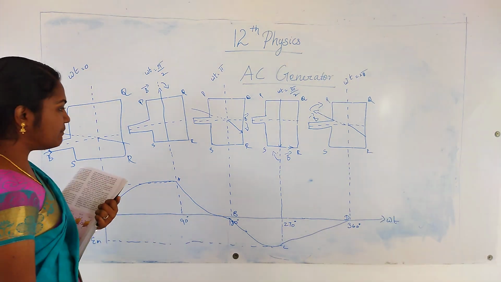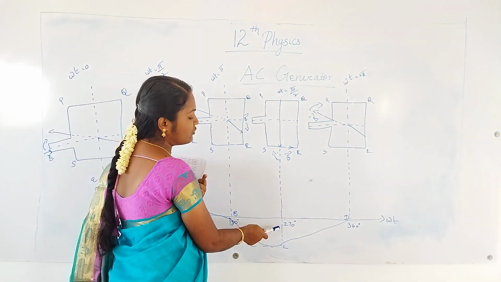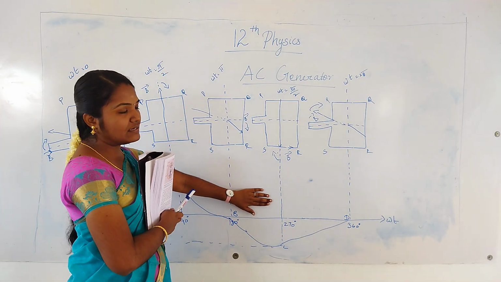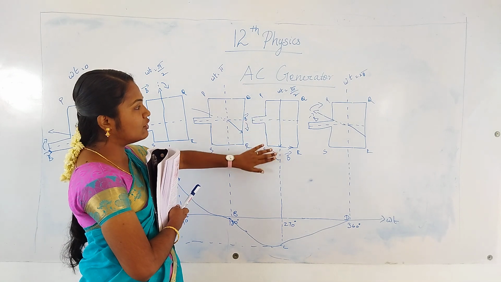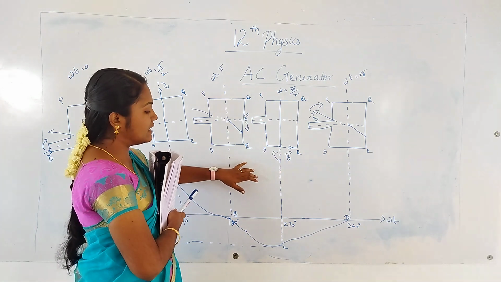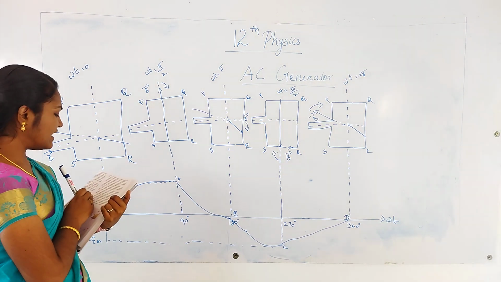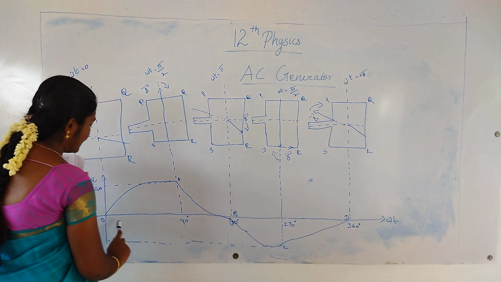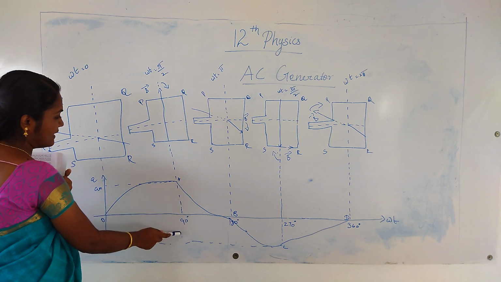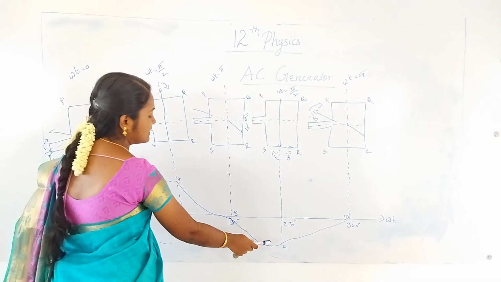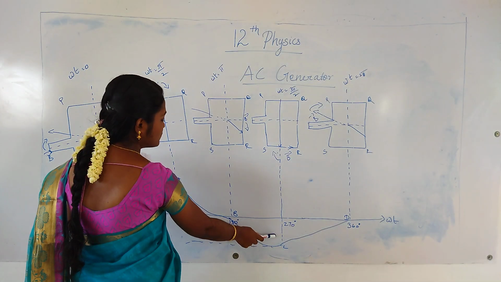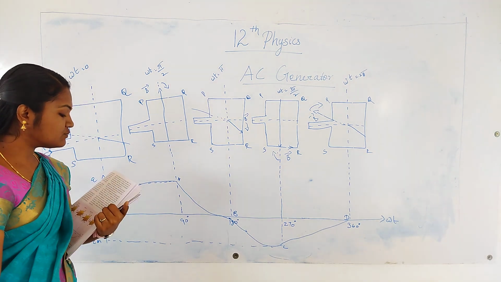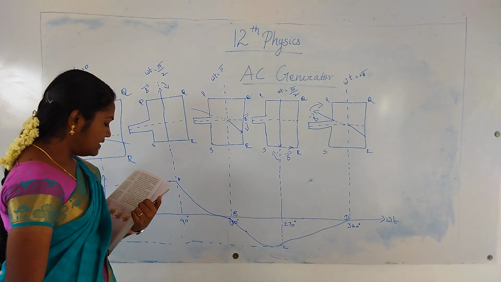Then the field magnet becomes parallel again when it has rotated through an angle of 270 degrees. At 270 degrees, the plane is again parallel to the coil PQRS. Here it again reaches the maximum induced EMF, but the direction is reversed. Just as it reaches the maximum at 90 degrees, it reaches the maximum at 270 degrees, but in the reversed direction. This point is represented as C.